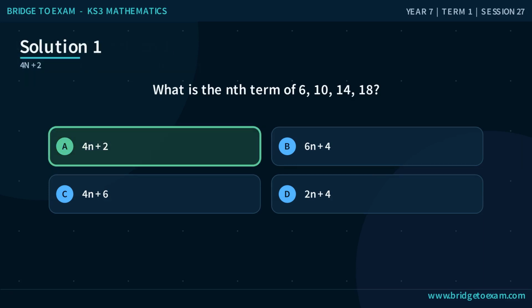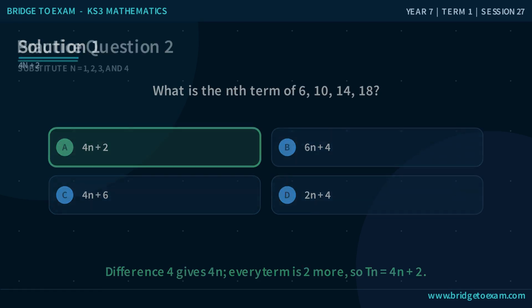Option A is correct, 4n plus 2. The difference is 4, so start with 4n: 4, 8, 12, 16. Add 2 each time to get 6, 10, 14, 18.